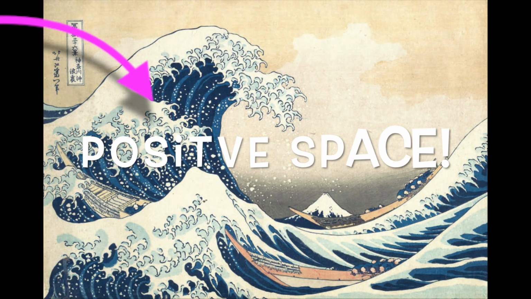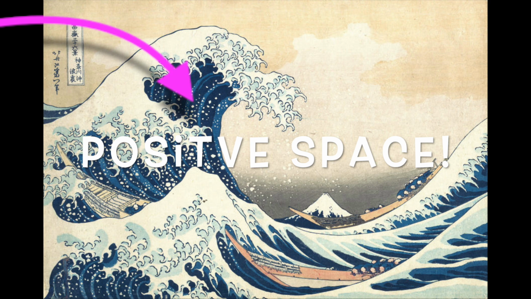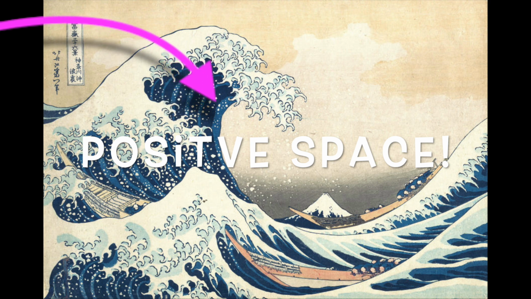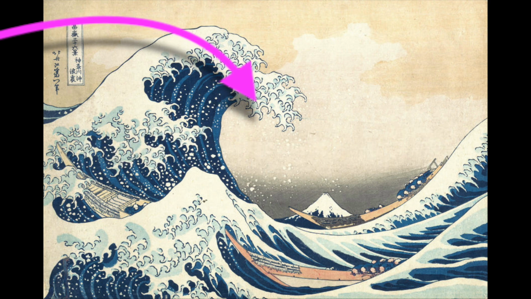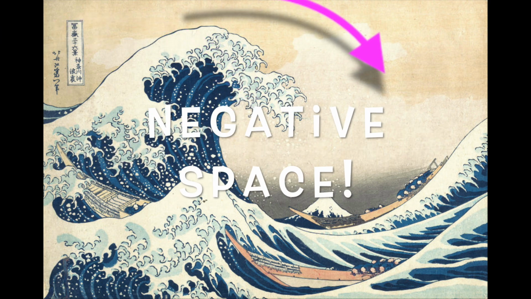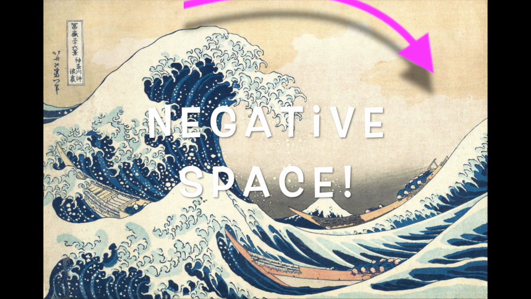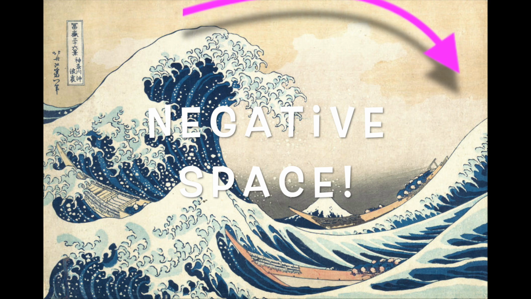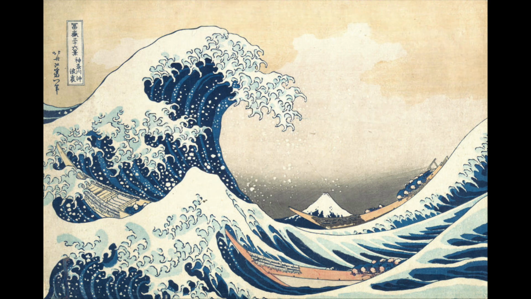Let's take a look at one more artwork. This is by Hokusai called Great Wave. Notice that the wave is the actual positive space here. It is the subject of this artwork. Behind the wave, we see a big open area of sky and clouds. That is the negative space. If we did not have that negative space in this artwork, we would be overwhelmed.